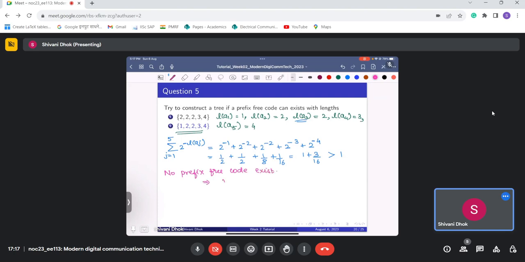Which means we cannot construct a binary tree with code words at leaf nodes. But let's check if that is the case or not.